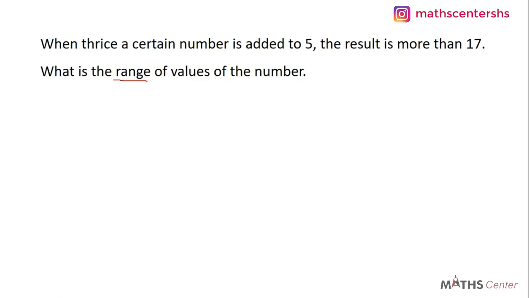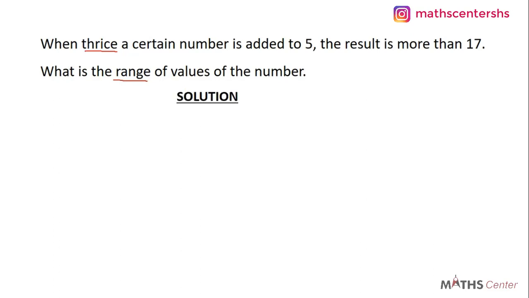So let's consider the question very carefully. When thrice a number is added to 5, the result is more than 17. What this means is that thrice a number means 3 times a number. So when 3 times a certain number is added to 5, the result is more than 17. You are supposed to find the range of values for the number.